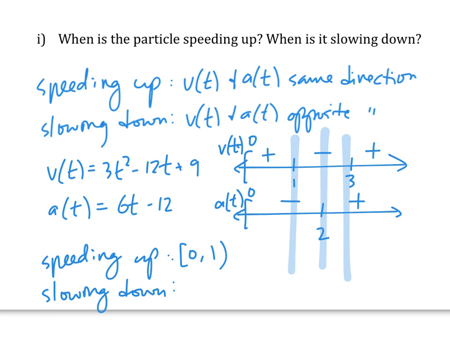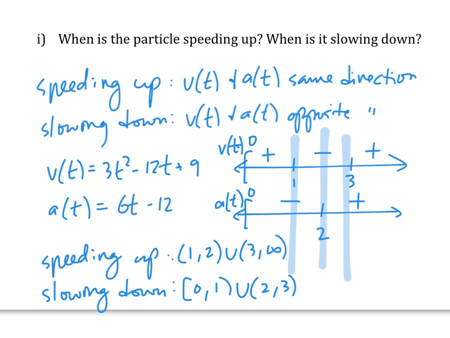All right, from 1 to 2. Speeding up or slowing down? Speeding up. Even though both of them are negative, you're thinking, oh, slowing down. No. As long as they're both pointing in the same direction, it is speeding up. All right, 2 to 3. Slowing down. And then 3 to infinity. Yes. Are you guys good?